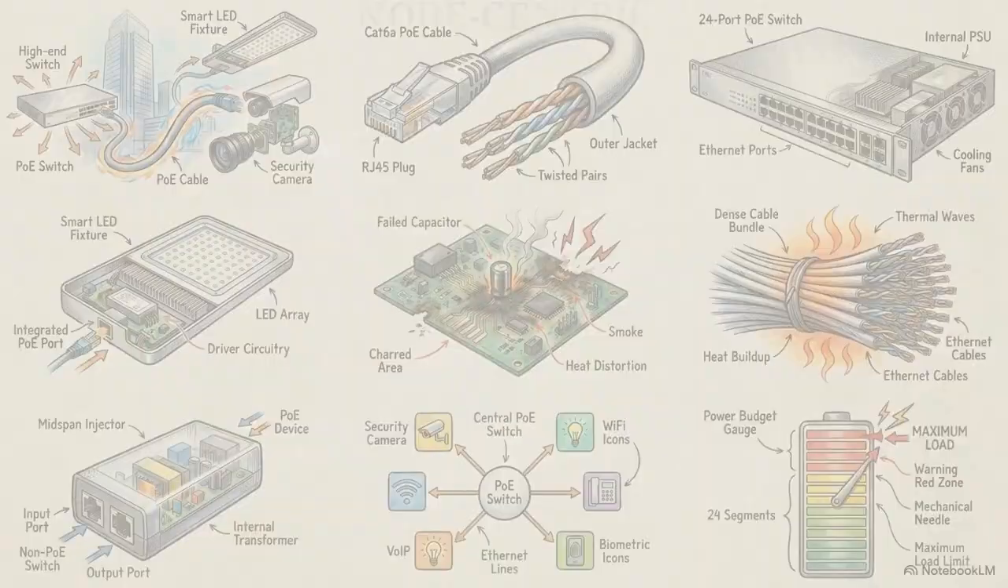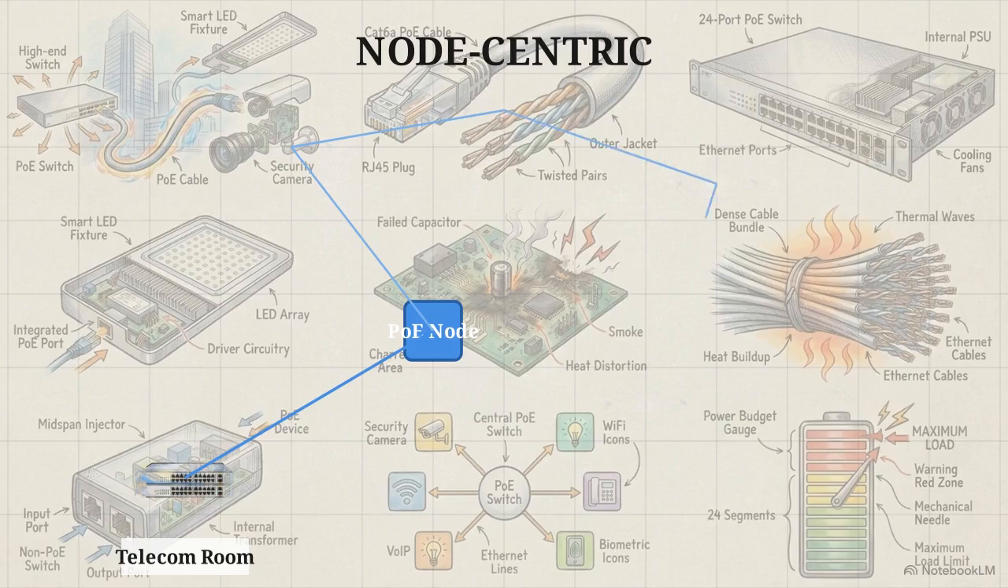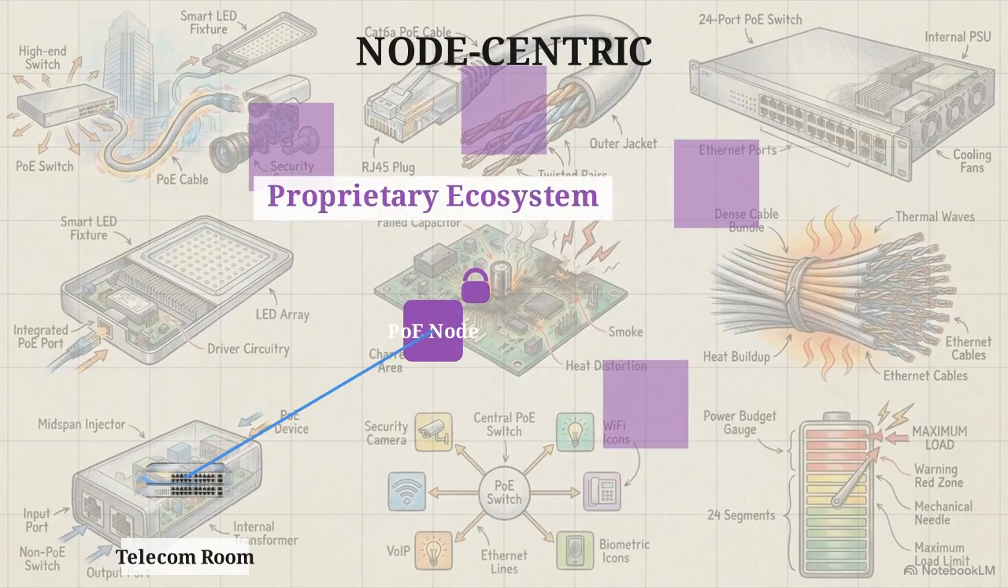The first option is a node-centric topology. In this model, multiple low-power sensors or lights are daisy-chained together off a single primary ceiling node. Nodes drastically reduce your initial cabling runs from the telecom room. However, they limit the total power available per device, and they frequently lock your facility into a specific vendor's proprietary ecosystem. The alternative is a fixture-centric topology.